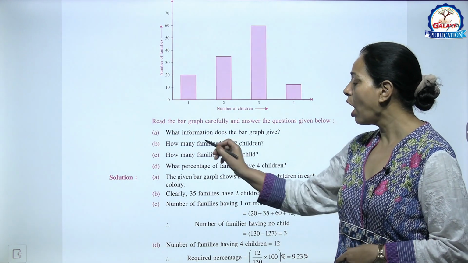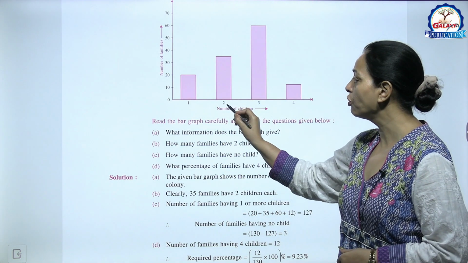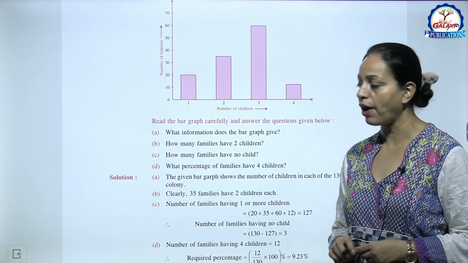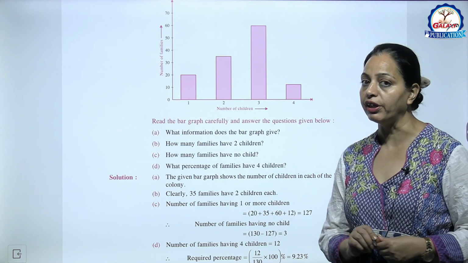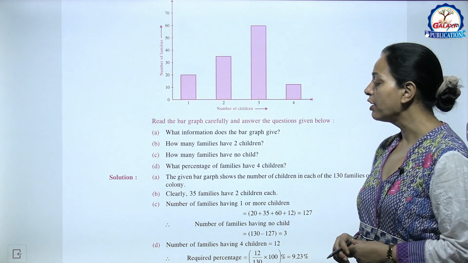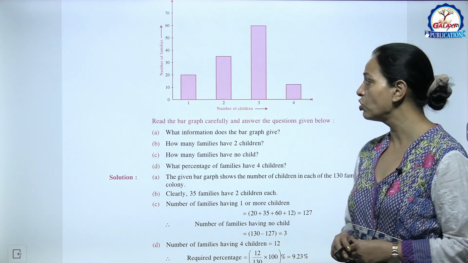Now B part, how many families have 2 children? So number of children 2, how many families? So this is 35 families have 2 children each, because this is between 30 and 40, right? Now C part, how many families have no child?